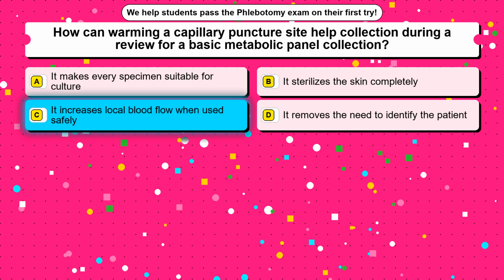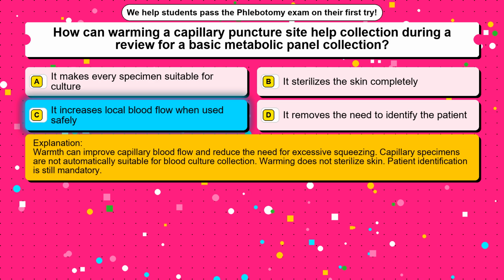The correct answer is option C. It increases local blood flow when used safely. Warmth can improve capillary blood flow and reduce the need for excessive squeezing. Capillary specimens are not automatically suitable for blood culture collection. Warming does not sterilize skin. Patient identification is still mandatory.